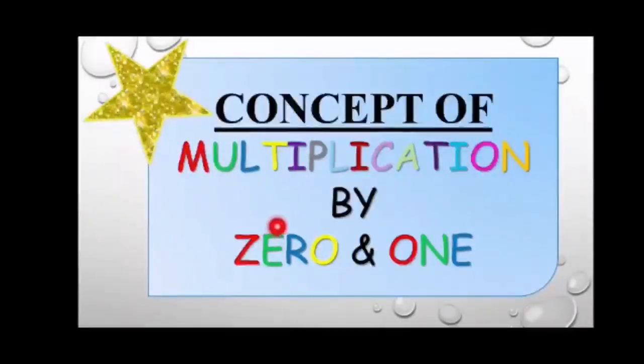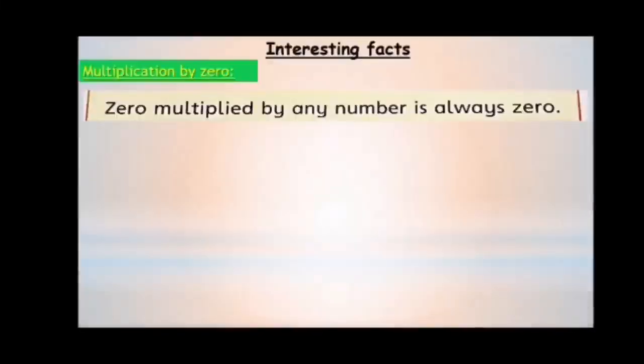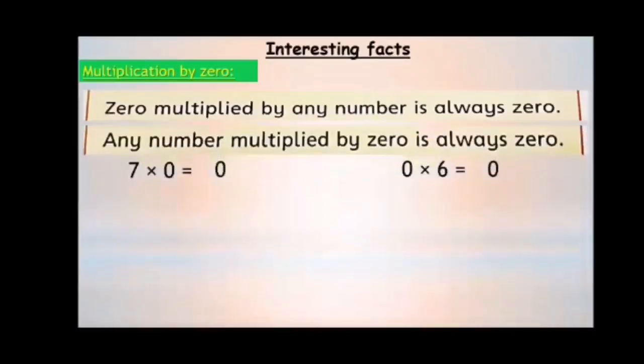Concept of multiplication by 0 and 1. Here are some interesting facts. First, we will discuss 0. What will happen when we multiply any number with 0? 0 multiplied by any number is always 0. Or any number multiplied by 0 is always 0.